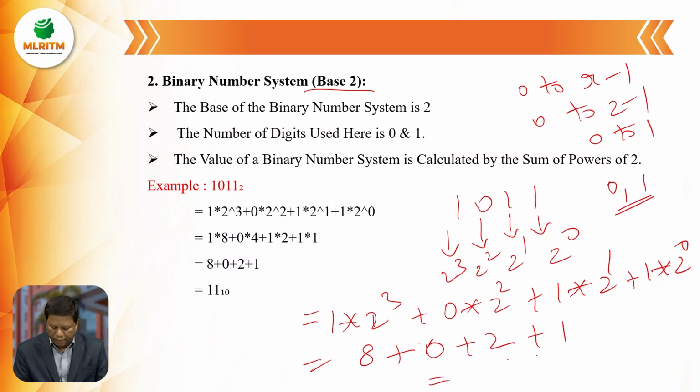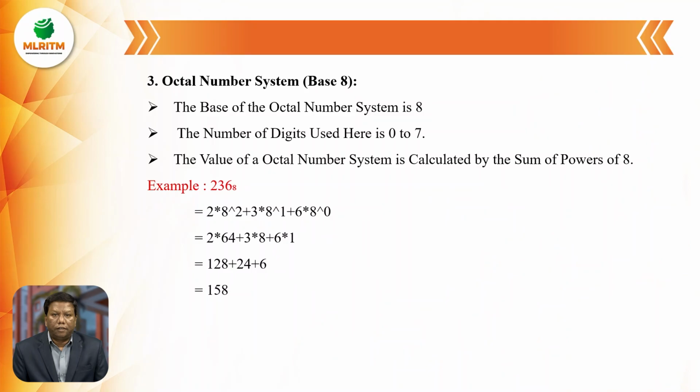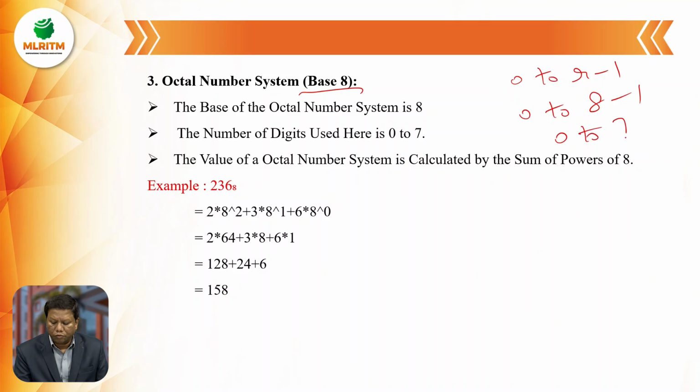8, 9, 10, 11, you are getting the decimal value. Next topic, octal number system. Base is 8. 0 to r minus 1. 0 to 8 minus 1 means 0 to 7 digits you are getting, means 0, 1, 2, 3, 4, 5, 6, 7 digits you are getting.